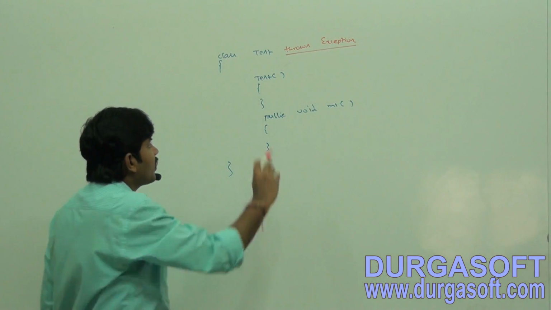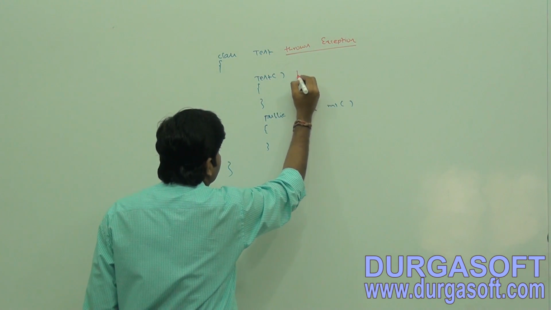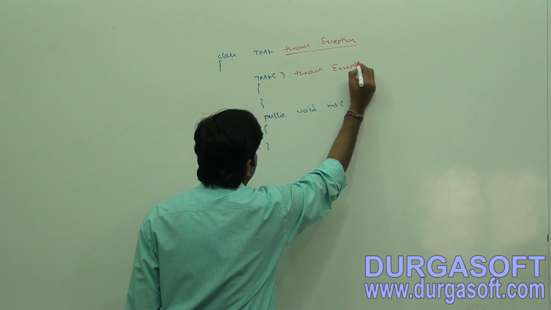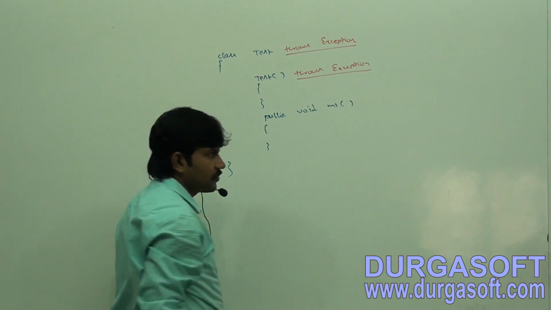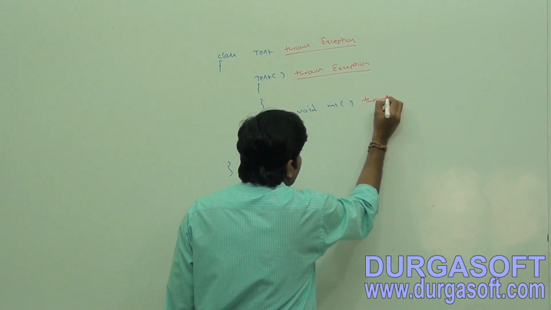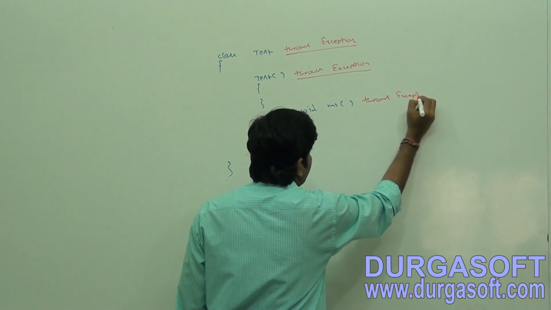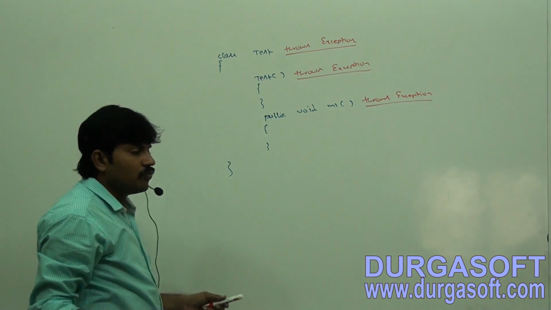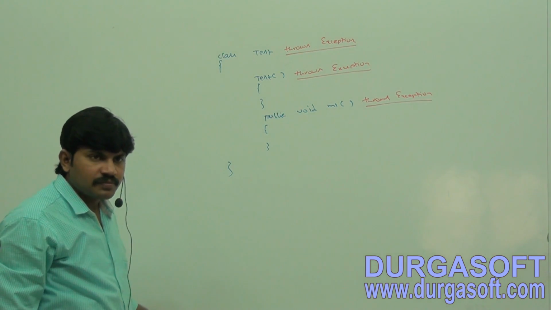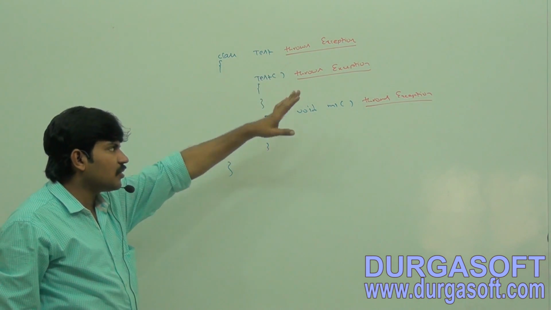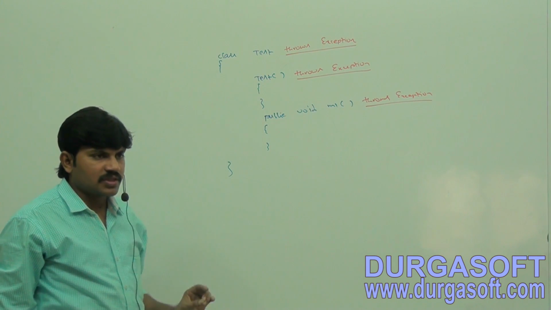Okay. For the class Test, throws Exception. Test constructor throws Exception. Next, M1 method throws Exception. Sir, can you tell among these which are valid and which are invalid? Class Test throws Exception, constructor throws Exception, M1 throws Exception.